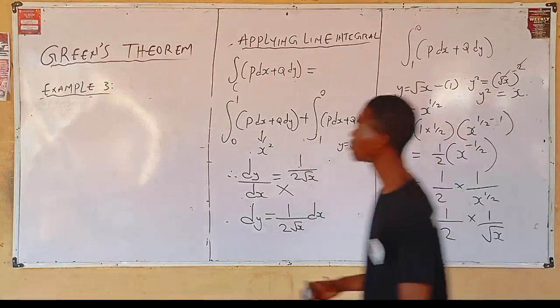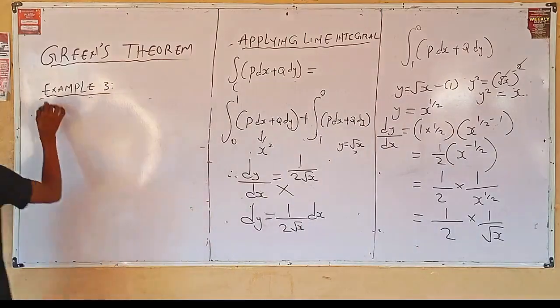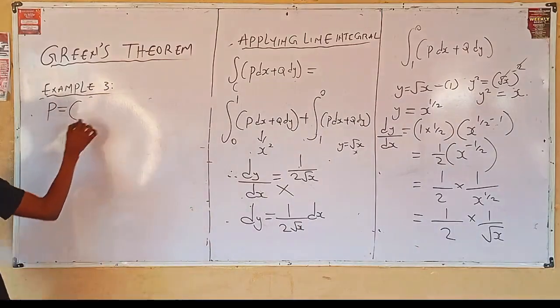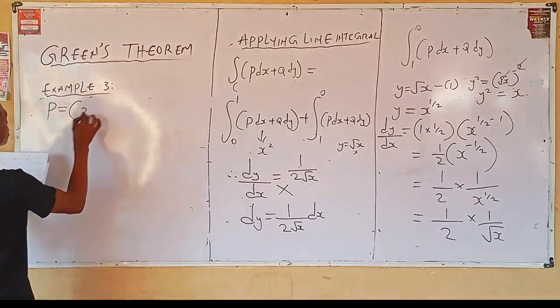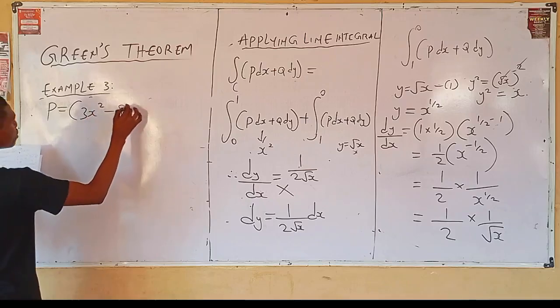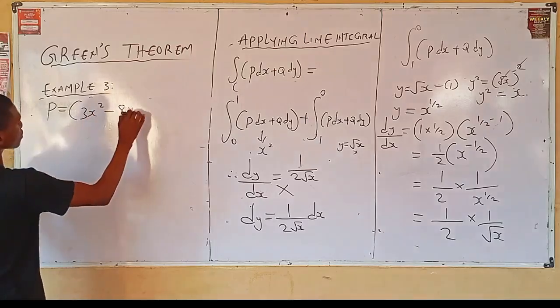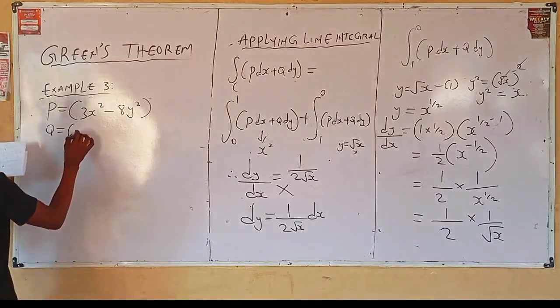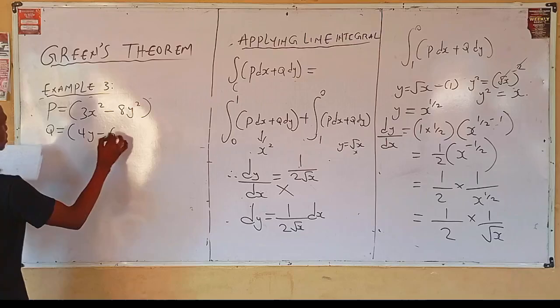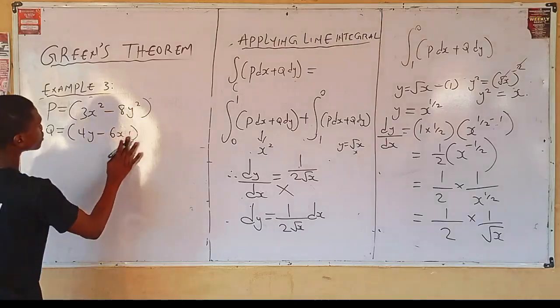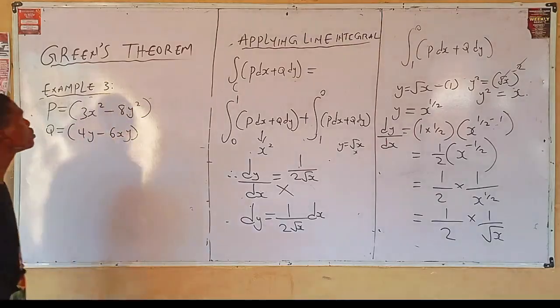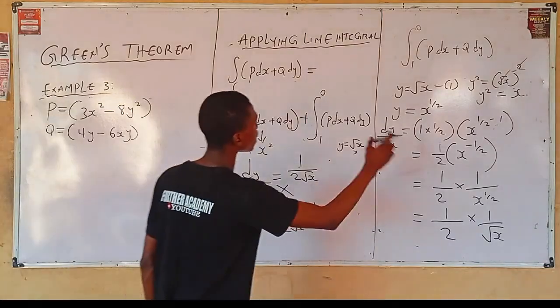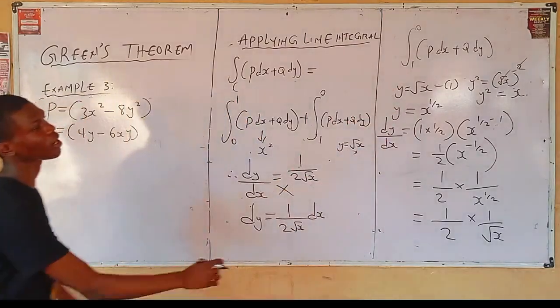Now, what's my P and Q? My P and Q are always constant. They are the vector field. So for the vector field, I have P to be 3x squared minus 8y squared, and I have Q to be what? 4y minus 6xy. So substitute all the terms into your line integral formula.